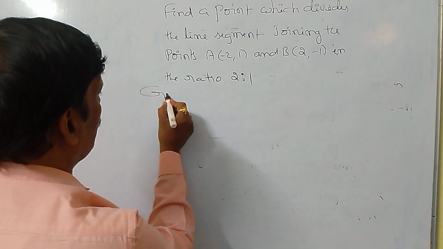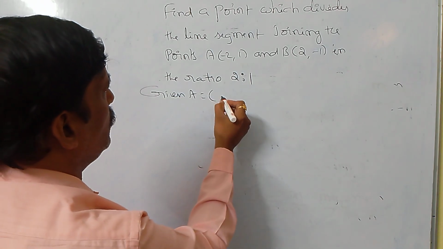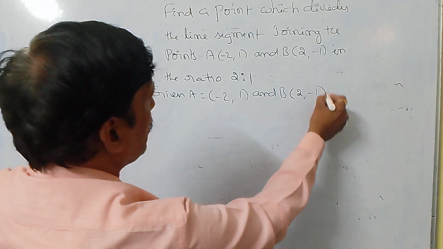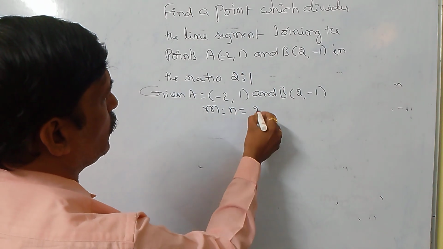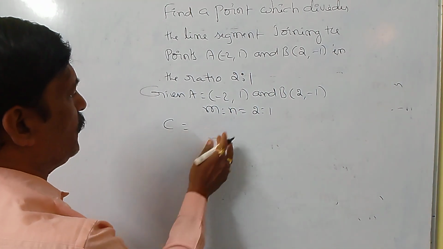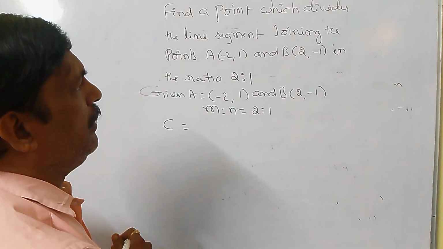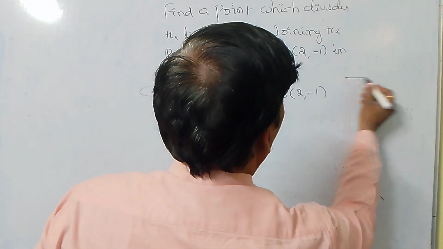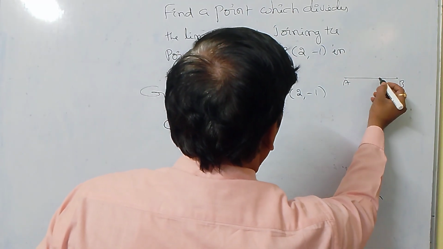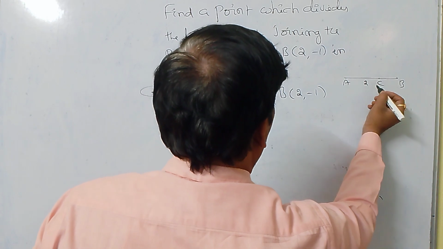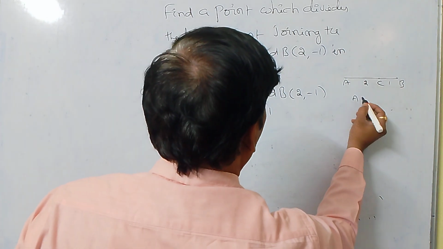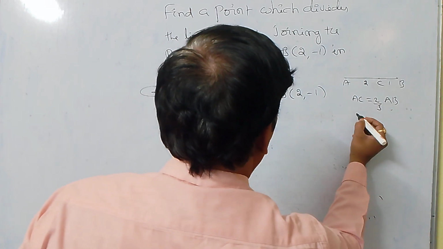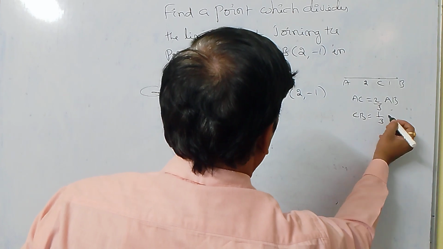Now for this one you write here, given A is equal to (-2, 1) and B is equal to (2, -1) and m:n is equal to 2:1. Now you write the formula for C. Let C be the point between A and B. You can draw one rough diagram. See ma, here AB is the line segment between A and B. C point is there. If you divide the line segment in the ratio 2:1, that means AC is equal to 2/3 of AB and CB is equal to 1/3 of AB.